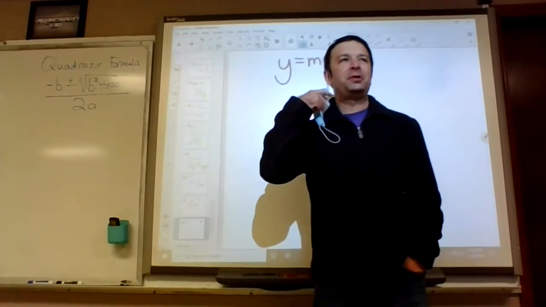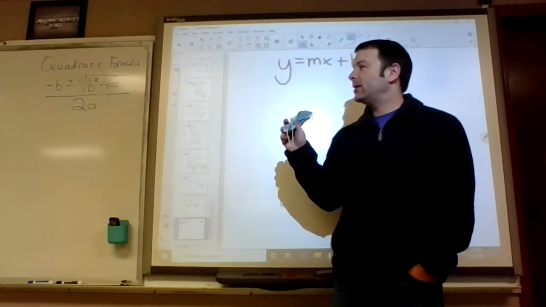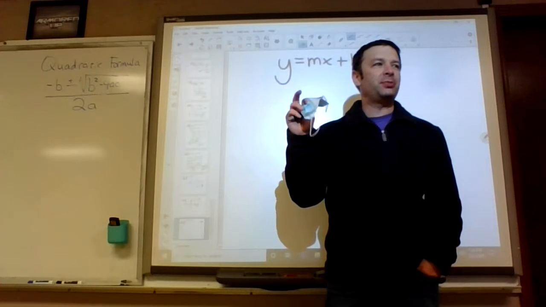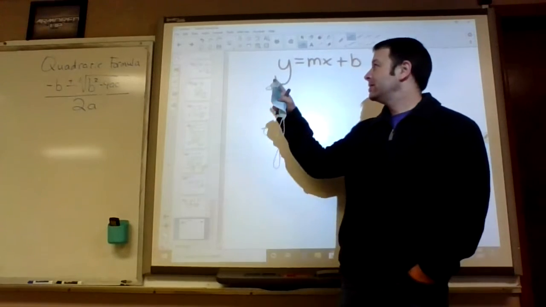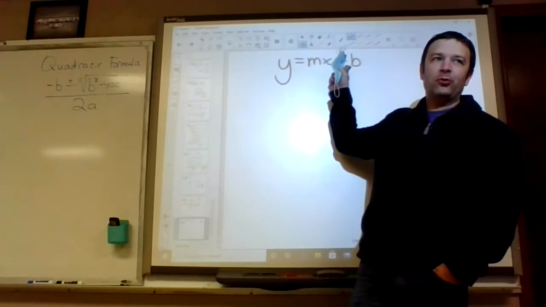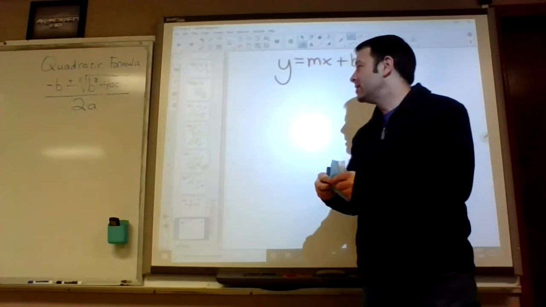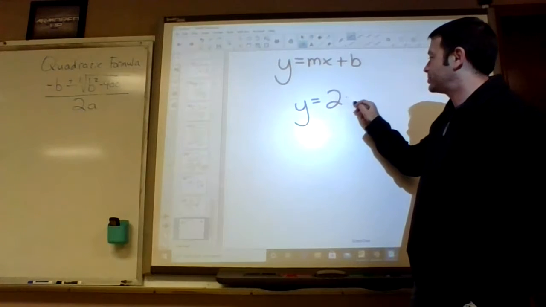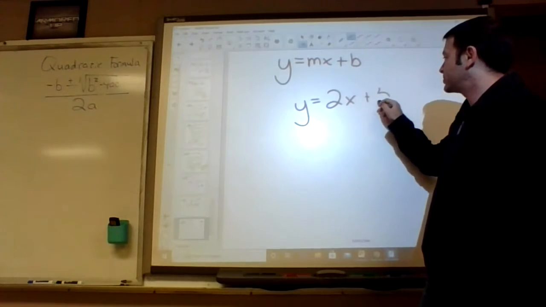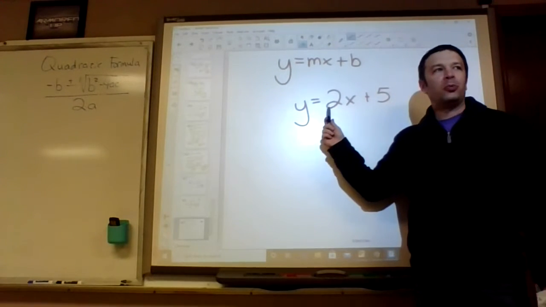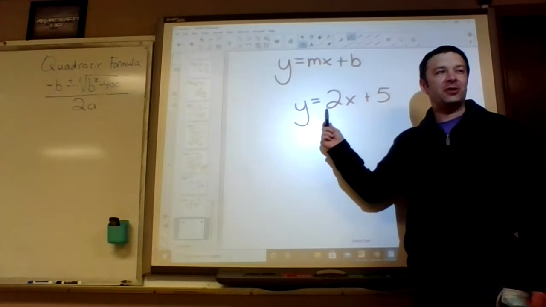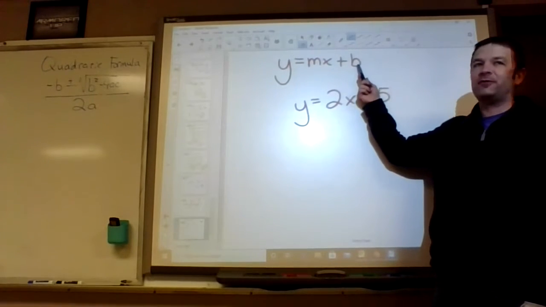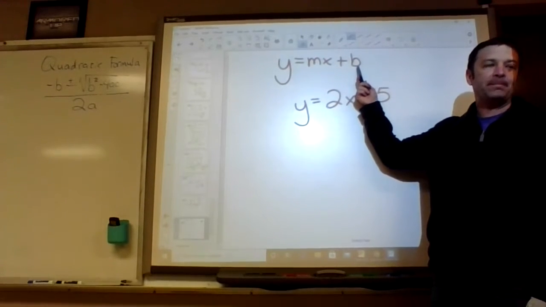Okay, on the last three questions, we were supposed to write an equation in slope-intercept form, y equals mx plus b. So our answer should always look something like y equals 2x plus 5 or something like this. We've got to find a number to put in for the slope, and we've got to find a number to put in for the b, the y-intercept.